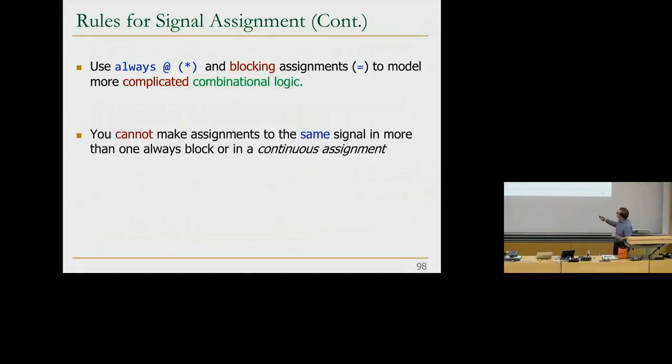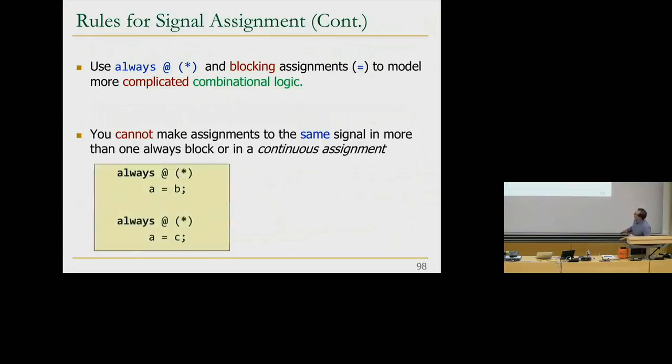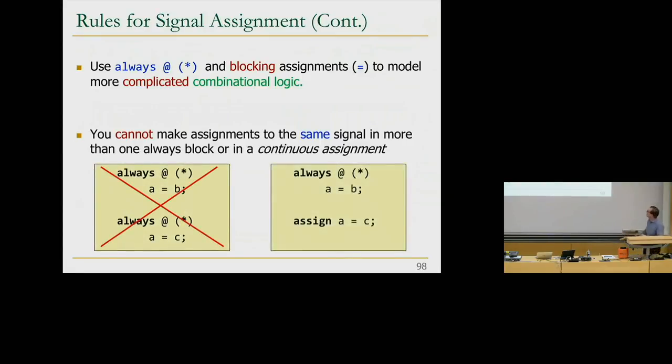And as I said already, you cannot make assignments to the same signal in more than one always block, or in a continuous assignment. This is not allowed, as I said earlier, because you don't know what the value will be here, and this is also not allowed, right? Because in some cases this one is executed, and in others that one is, so which one decides what value A will get?